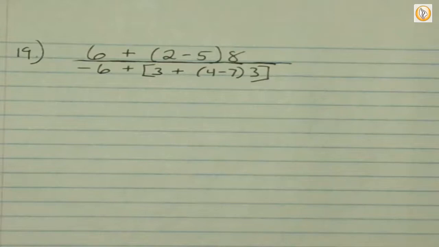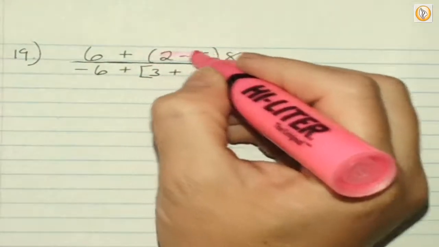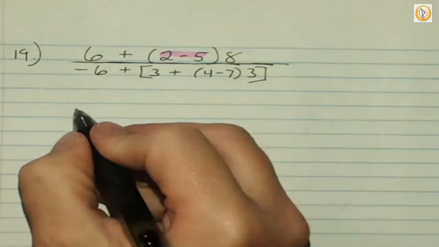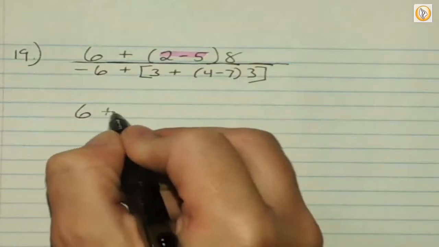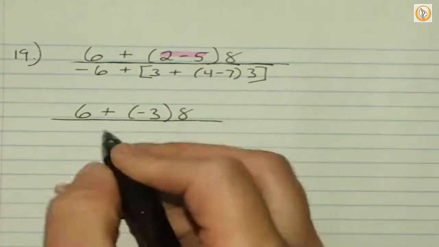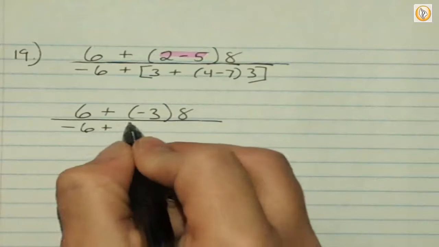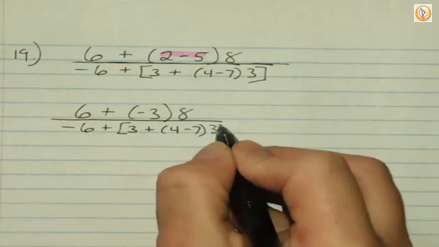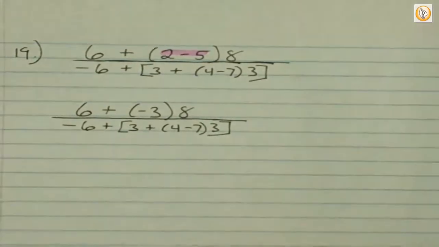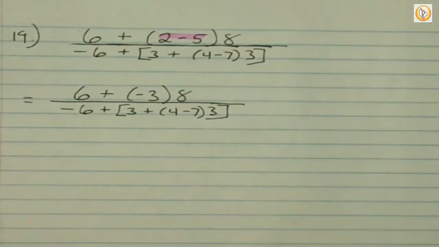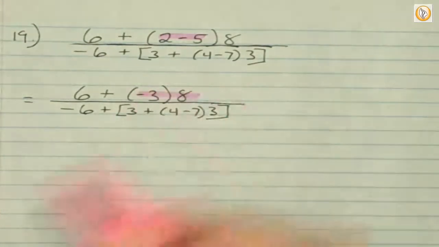2 minus 5. All right, so I'm highlighting she's doing 2 minus 5 first. What do you get? -3. All right, she's correct. So we're going to do 6 plus -3 times 8 all over -6 plus bracket 3 plus 4 minus 7 times 3 and bracket. This is the same digits as the first problem. Okay, Cecilia, what do I do now? -3 times 8. Okay, so she's working the top totally, and you absolutely can do that.